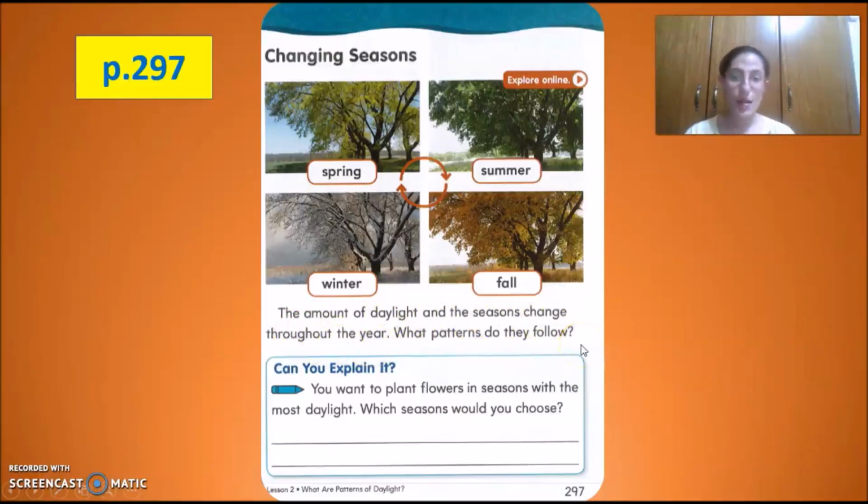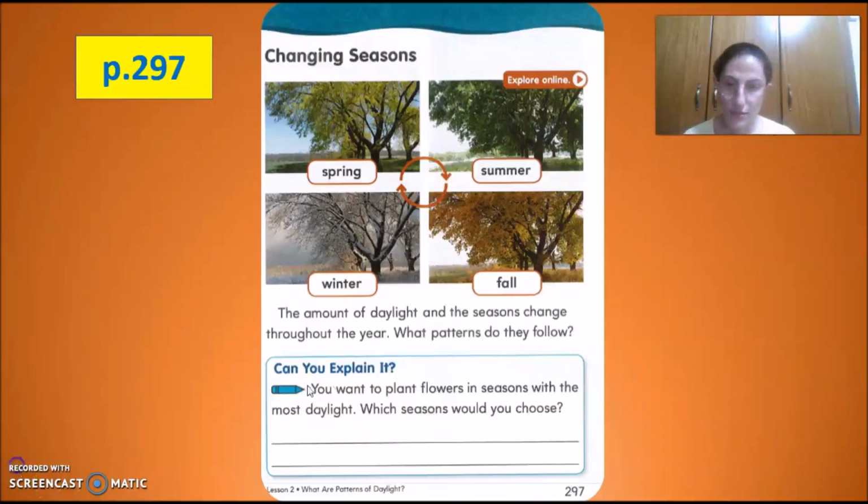So they're telling us that the amount of daylight is not the same throughout the whole year. It changes with the seasons and it changes from day to day, right? And changes throughout the year. So what patterns do they follow? We're going to discover the patterns that affect, excellent, the amount of daylight and the seasons. Clear? So far, so good?